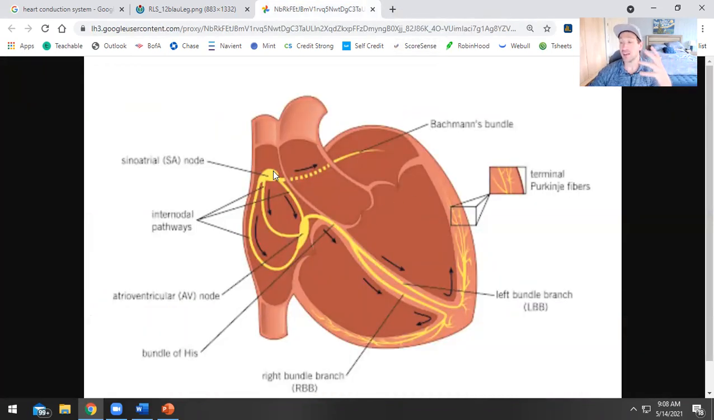So what's happening is your SA node is responding to signals from your nervous system. So if your nervous system gets nervous, because maybe it thinks it sees something like a wild animal, or maybe you just start exercising, right? Well, what's going to happen is your SA node is going to get a signal from the brain saying, hey, we should probably speed the heart rate up, right?